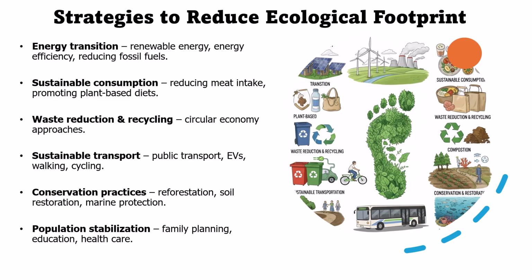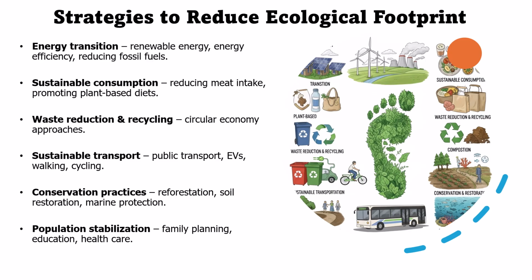Reducing the ecological footprint requires a mix of individual action, policy change, and global cooperation. A key step is energy transition, shifting from fossil fuels to renewable energy sources, improving energy efficiency, and cutting carbon emissions. Equally important is sustainable consumption, which includes reducing meat intake, promoting plant-based diets, and choosing resource-efficient products. Waste reduction and recycling through circular economy approaches help extend resource life and lower pressure on ecosystems.